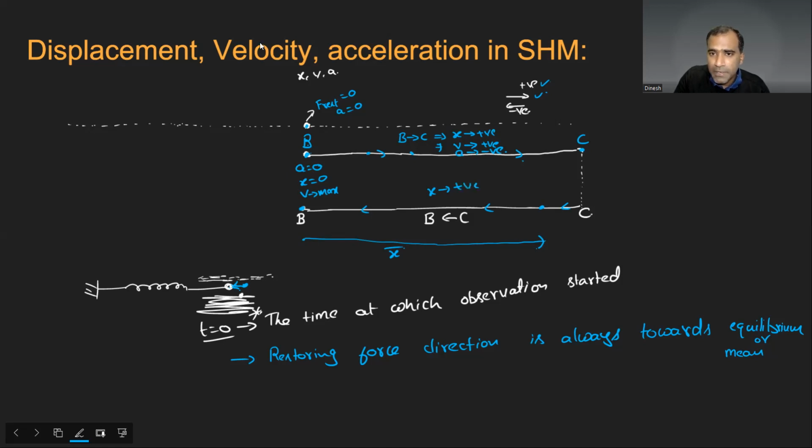See, as you're traveling from B to C, it is positive. As you're traveling from C to B, also it is positive. The reason is the initial point is always the same, but the final point is on the right side. When the final point is on the right side, if you join an arrow from the initial point to the final point, it is always towards the right side.